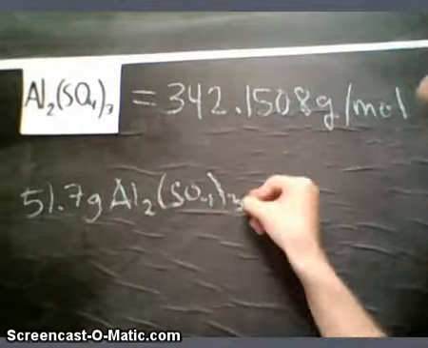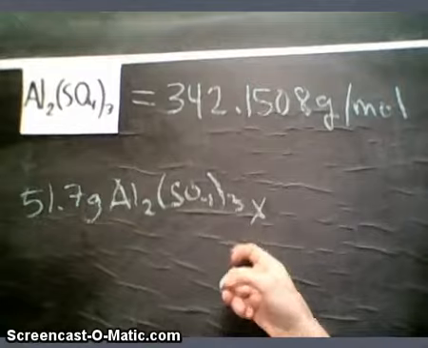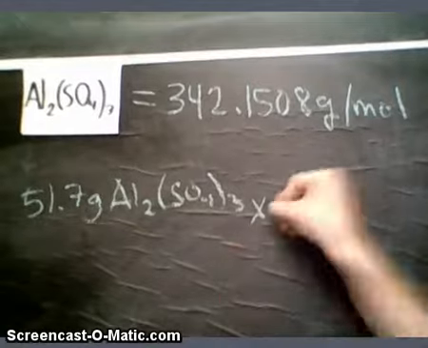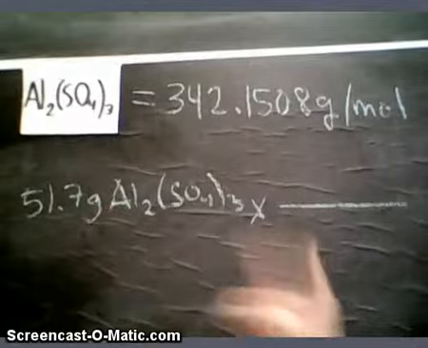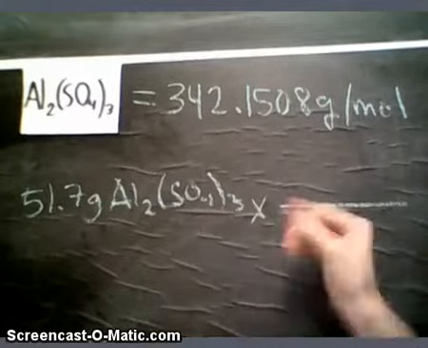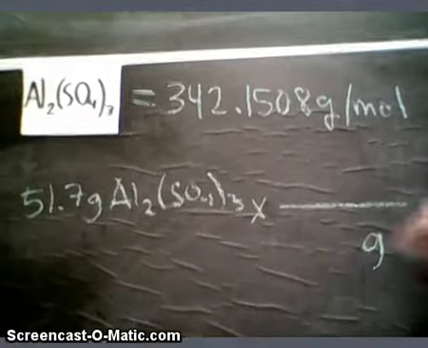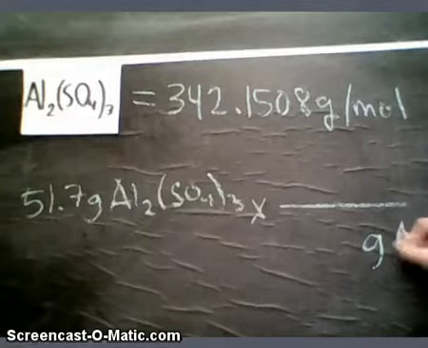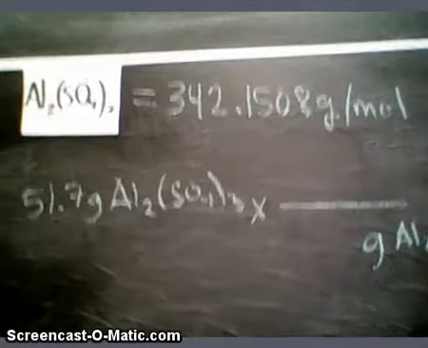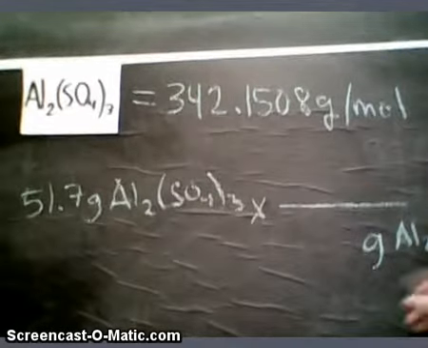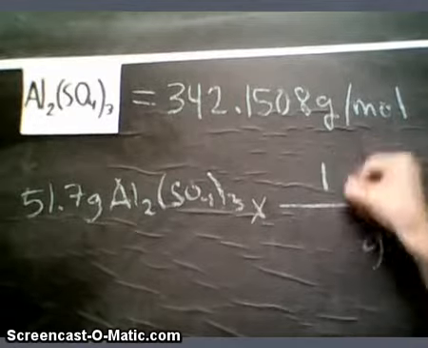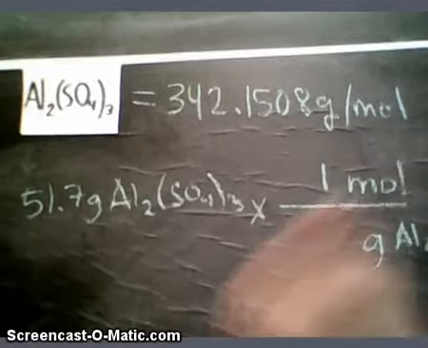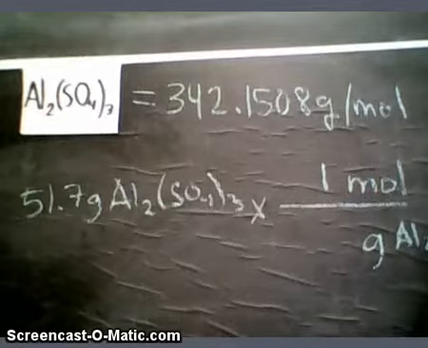Now we will do our unit analysis. So remember, we multiply this times an equivalency. We have grams on the top, so we want to cancel that unit out. That means that grams have to be here on the bottom. So I'm going to write that here, grams of aluminum sulfate. And here on the top, I would need 1 mole, because that's what I'm looking for, moles of aluminum sulfate.